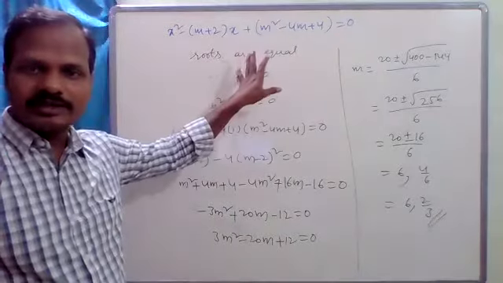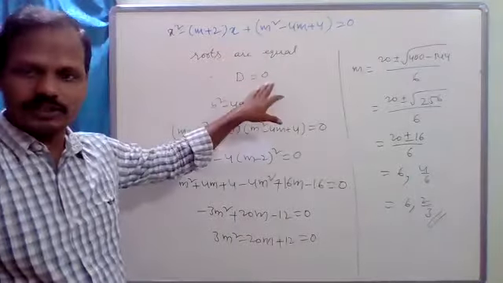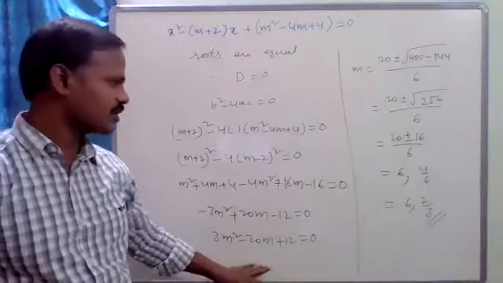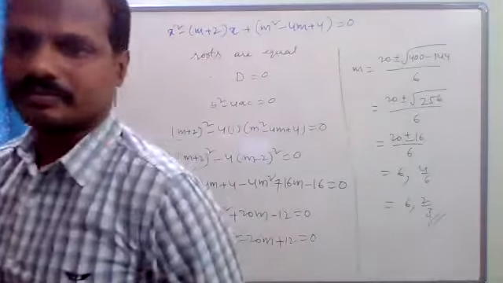So roots are constant means the roots are equal. So the discriminant is 0. So b square minus 4ac equals 0. By solving this, you will get m values 6 and 2 by 3.